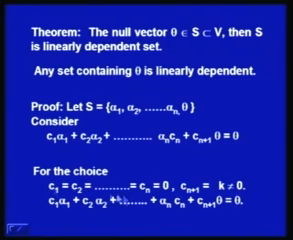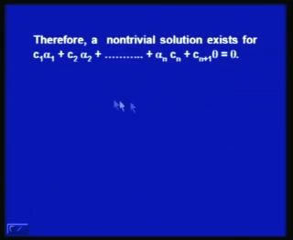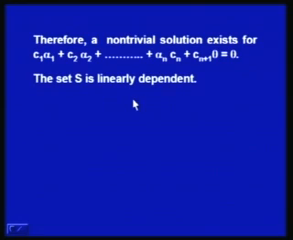So, I have found one solution in which all C1s, all Cn's are 0, but Cn plus 1 is not 0. So, I have found one non-trivial solution for this to happen, and that is why we have this set alpha 1, alpha 2, alpha n, theta as linearly dependent set. So, therefore, a non-trivial solution exists and it is a linearly dependent set.